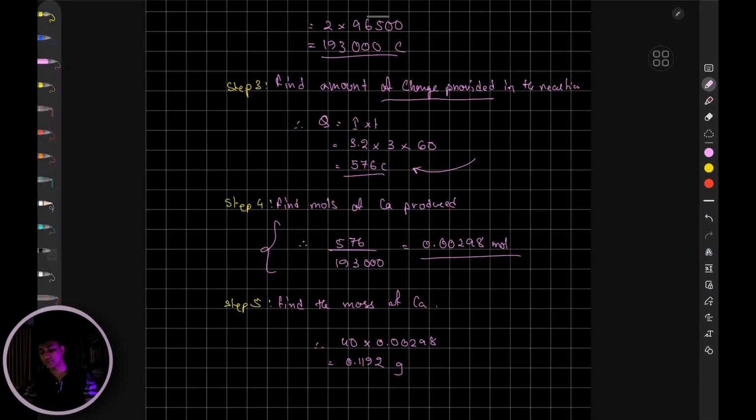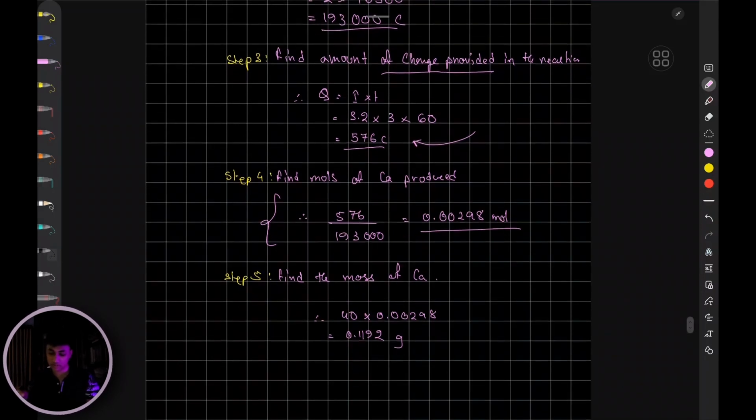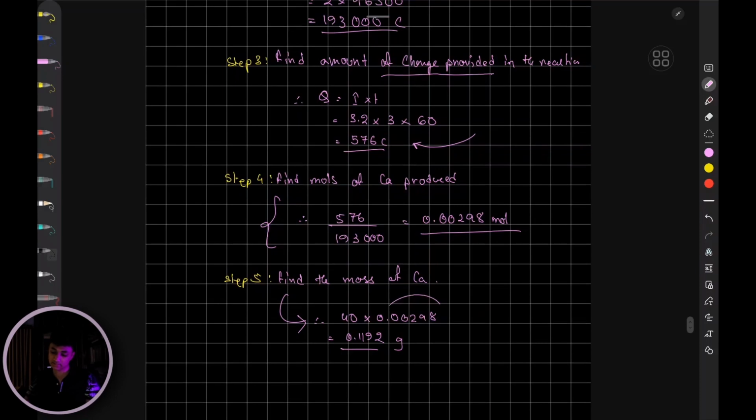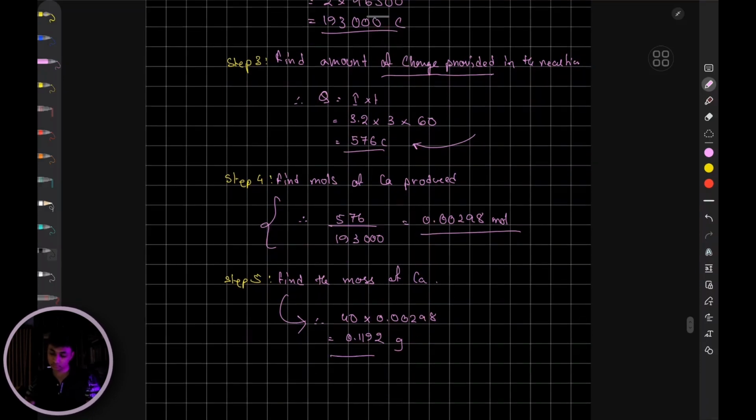You'll be having 0.00298 moles of calcium being deposited at the electrode, right? So very easy. Turn it into mass. How do you do that? Moles times the molar mass of calcium. That is 40 is the molar mass times the moles of calcium deposited. So now you know 0.1192 grams of calcium will be deposited at the cathode, right?